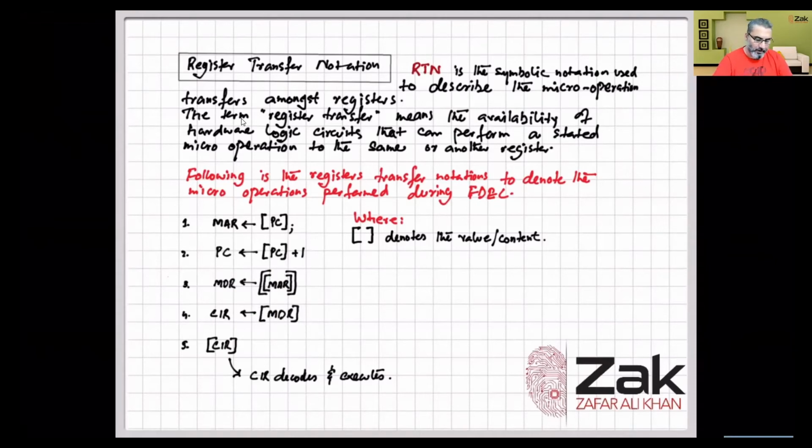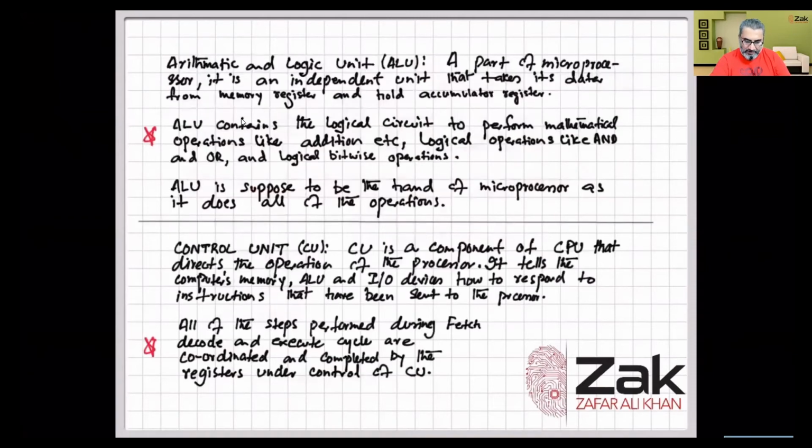Now, this is what you have learned, and now definitions. Arithmetic and logic unit, a part of microprocessor. It is an independent unit that takes its data from memory registers and holds it in the accumulator register. It does all the operations and it works in sync with the system's clock. Faster the clock, faster the work of the arithmetic unit.